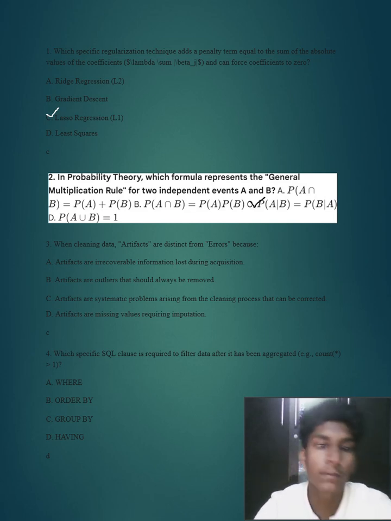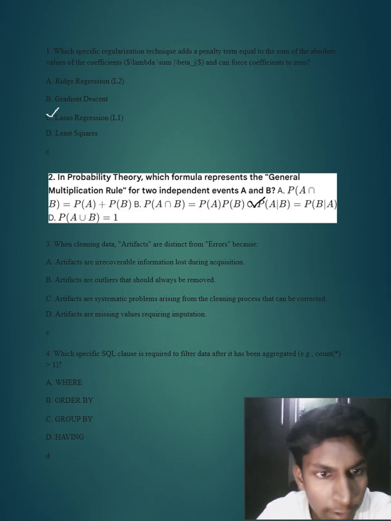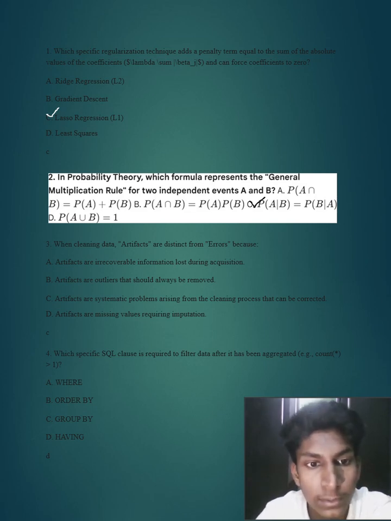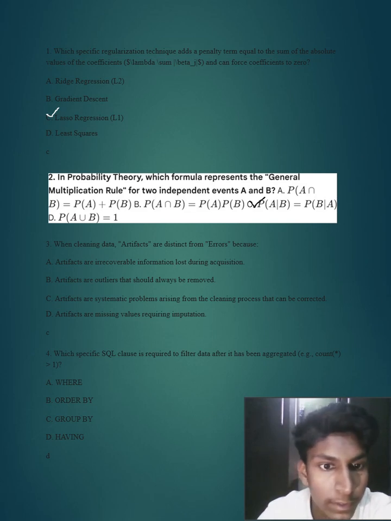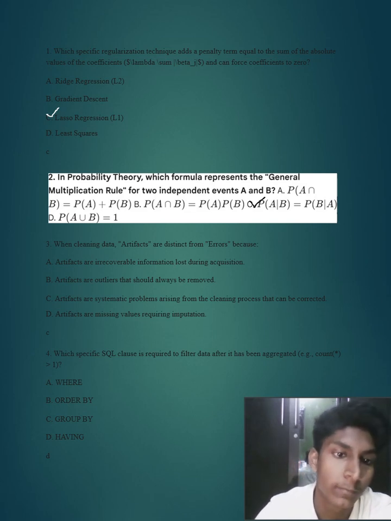Okay. Moving forward, we have question number 3. When cleaning data, artifacts are distinct from errors because artifacts are irrecoverable information lost during acquisition. Artifacts are outliers that should always be removed. Artifacts are semantic problems that arise from the cleaning process that can be corrected. Artifacts are missing values requiring imputation. So from all this, the correct option is C.